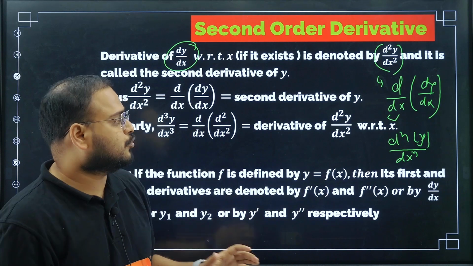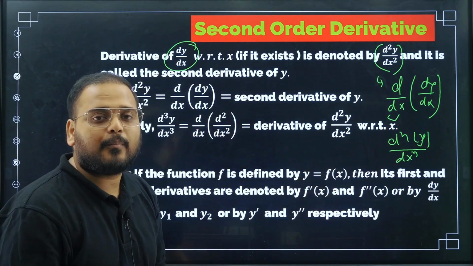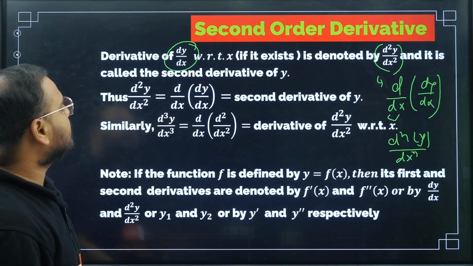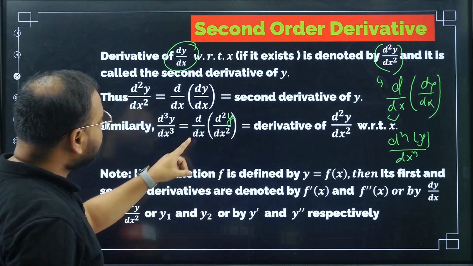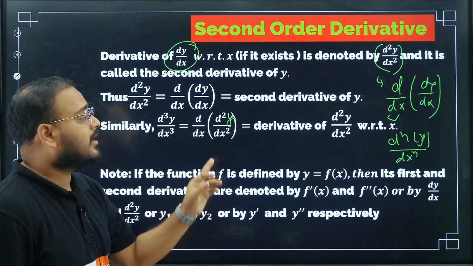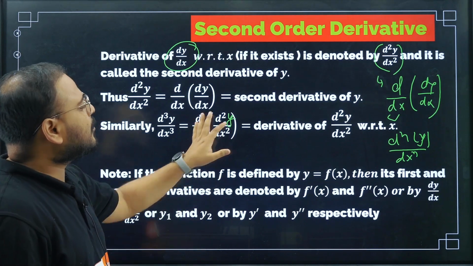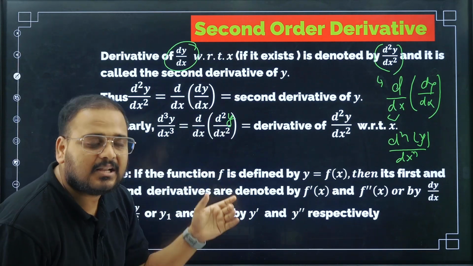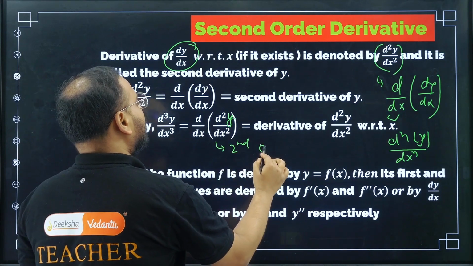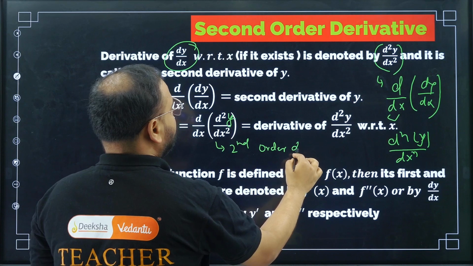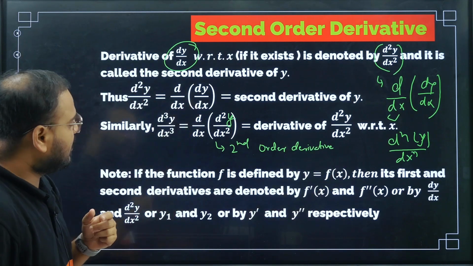Whether n is 1, 2, 3, 4, it remains the same: d^n y upon dx^n. So it will be d by dx of d square y upon dx square. It's not square actually, but this is basically d by dx of the second order derivative. That's how we read it, d square y upon dx square, but it is basically the second order derivative. I hope it's clear.